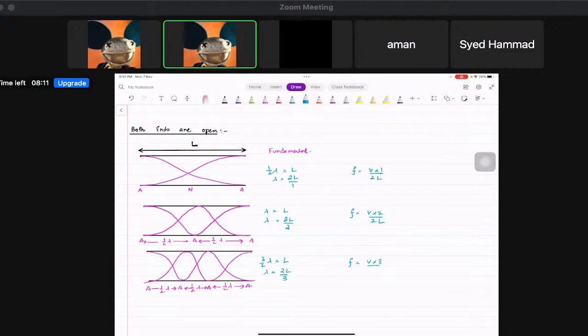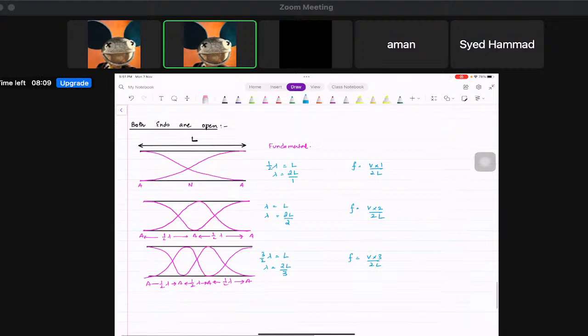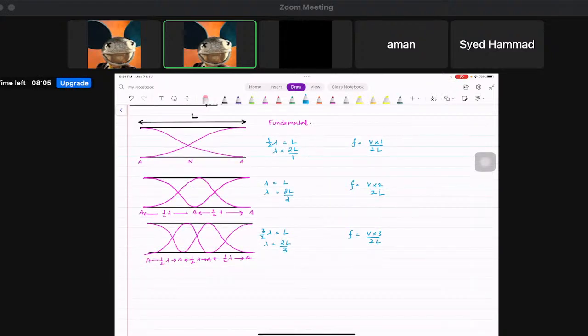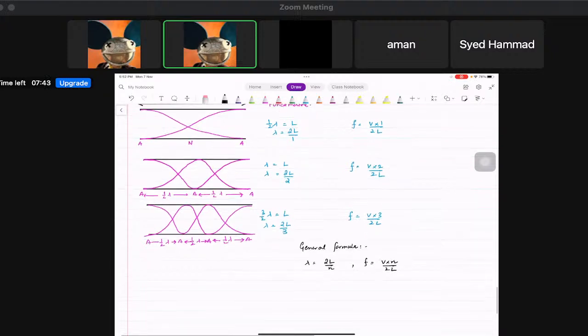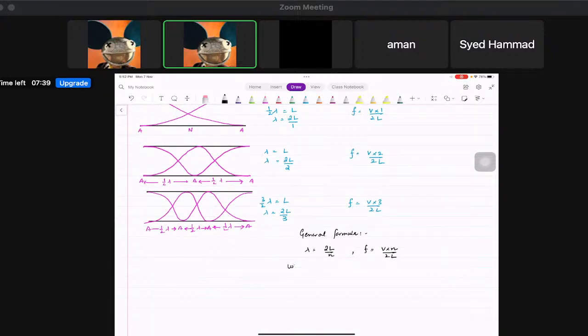3 over 2L. Now the pattern is very clear here that the general formula for this is going to be, for lambda first, lambda is 2L by N and frequency is V times N over 2L. And now where N is equal to 1, 2, 3, 4 and so on.